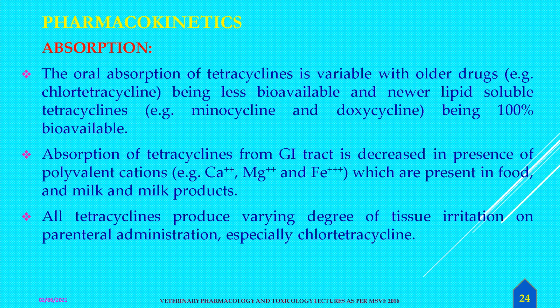The long acting ones, especially the sulfamethoxypyridazine, etc. All the tetracyclines produce varying degrees of tissue irritation on parenteral administration. Especially the first agent, chlortetracycline or aureomycin, has the highest degree of tissue irritation, which means the animal will feel a lot of discomfort after IM administration. Of course, with fast IV administration, many times the animal will collapse. The reasons are many. That's also one of the properties of the tetracyclines.